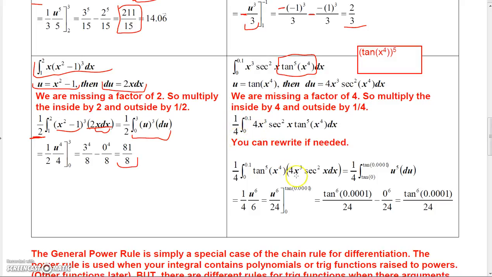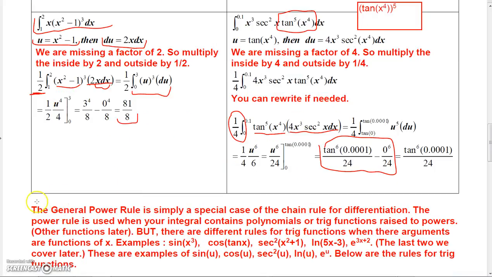So now this is du, and so I have u to the 5th du. And of course you have to change your limits. Don't forget the 1/4 on the outside. Tangent of 0.1 to the 4th is just tangent of 0.0001, and tangent of 0 is just tangent of 0, which is 0. So if you integrate this, you get u to the 6 over 24, and then you can evaluate it from 0 to tangent of 0.0001, and then you get this as your answer.